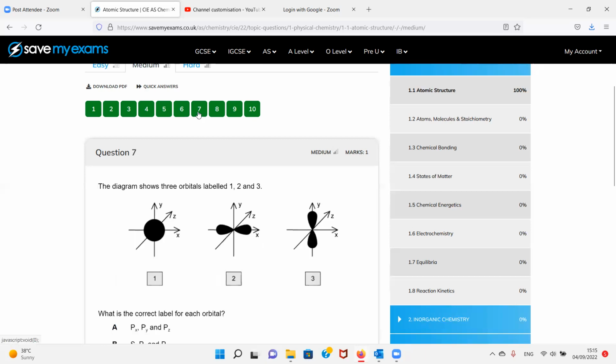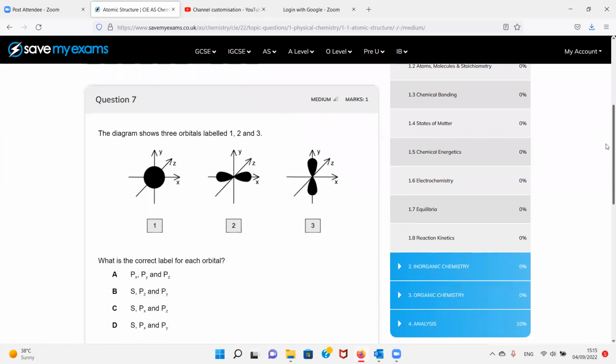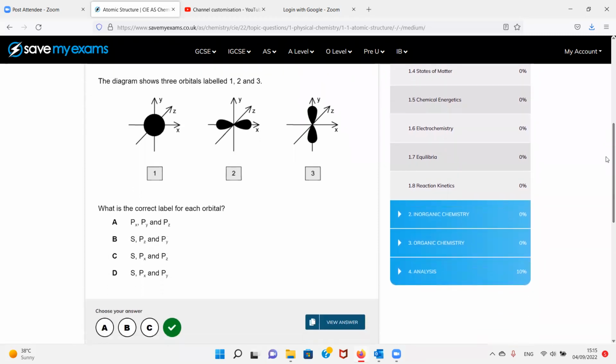Question number 7. Here in these 3 diagrams, we have the orbitals of S, P, and Y. So the question here is which of these statements is correct. So this is basically S. This orbital is Px, and this one is Py, and therefore the correct answer is C.